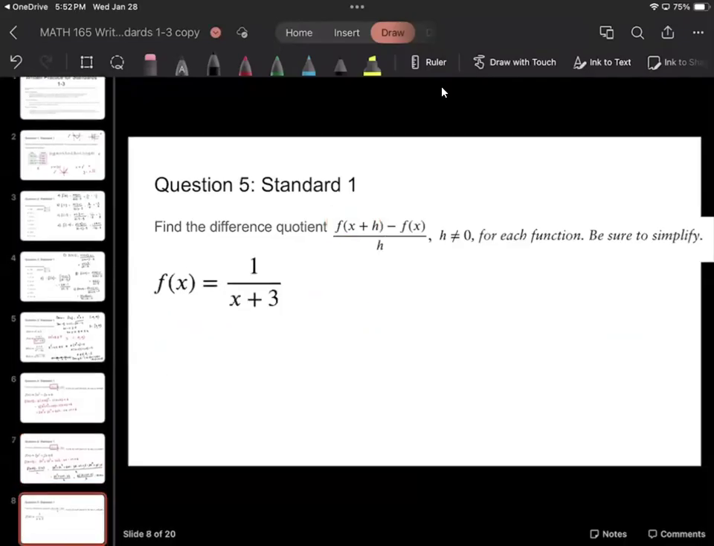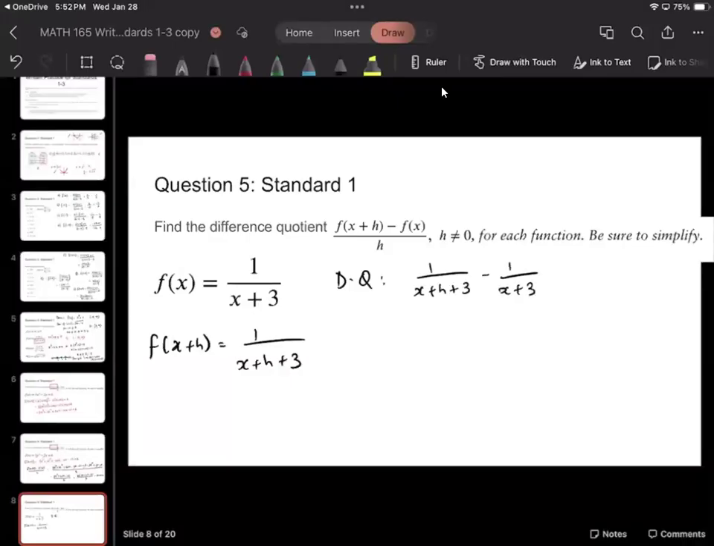So we're going to do the same thing for this problem. So the first thing I'm going to do is evaluate f of x plus h, and that is nothing but 1 over x plus h plus 3. So the difference quotient then becomes 1 over x plus h plus 3 minus 1 over x plus 3 all over h. So in order to combine the numerator into a single fraction, you can multiply both.